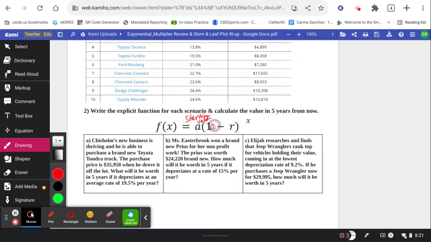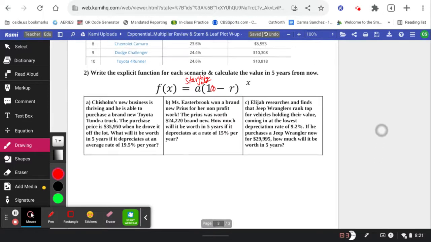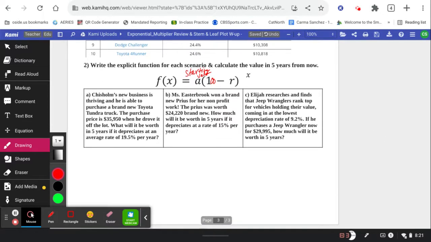So looking at this formula from Math 1, A stands for the starting value of the car. The 100 minus the rate, we're going to be plugging in that multiplier that we're going to calculate to a power of how many years. So let's go write out this formula. So Chisholm's new business is thriving, and he's able to purchase a brand new Toyota Tundra truck. The purchase price is $35,950. That's our starting value, our A value. The second he drives it off the lot, it's going to go down, but that's what it starts at. What's it going to be worth in 5 years if the depreciation is 19.5%?